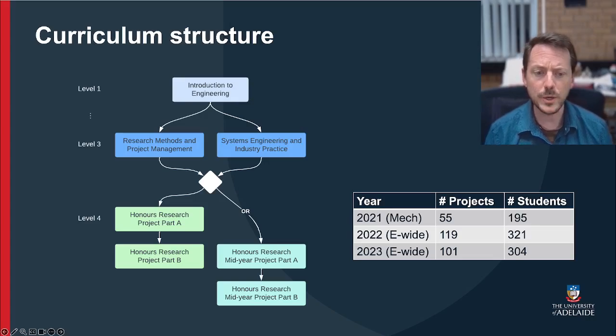When we were mechanical engineering only, we had about 50 projects, about 200 students. Now that we're engineering wide, we're about double that. So when we're dealing with expo marks, which are done on a group level, we've got about 100 marks that need to be calculated. When we're dealing with seminars, we have about 300 marks that need to be calculated because those are marked individually.